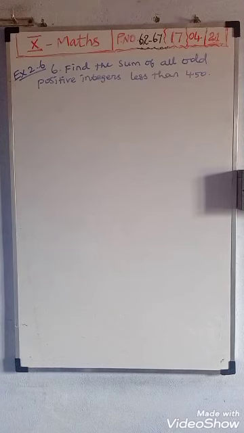See the next, sixth question: find the sum of all odd positive integers less than 450. Only positive odd integers you should add, less than 450. What is the answer the question asks? See solution.